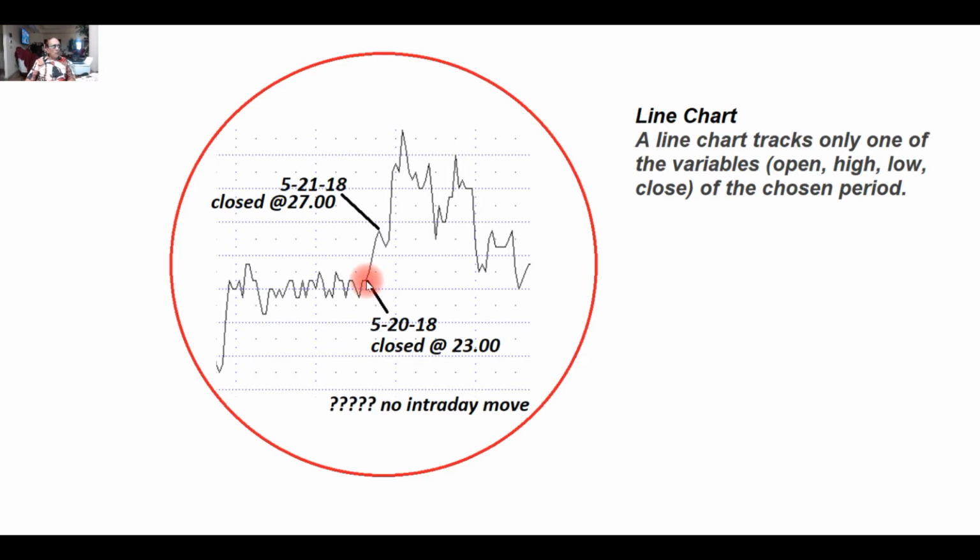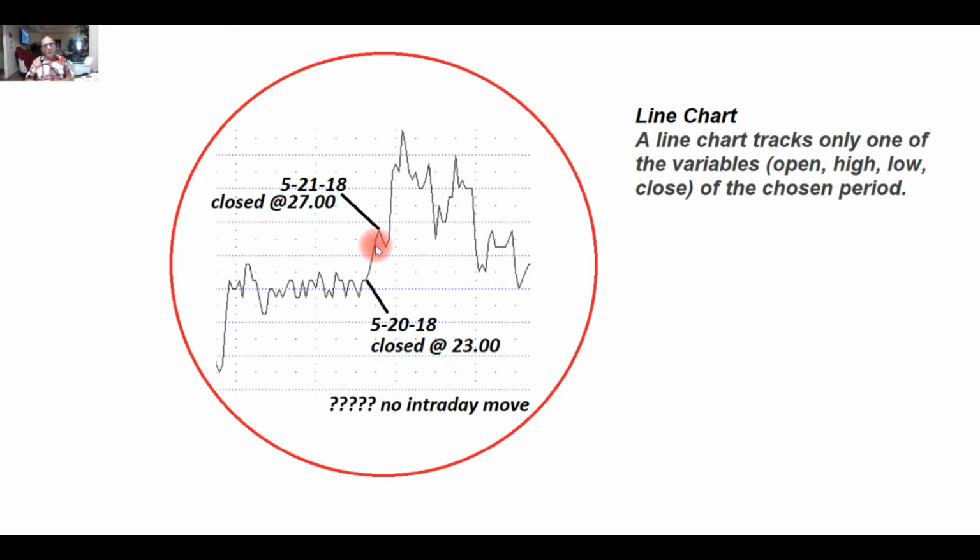Now on May 21, at the close, it closed at $27. However, during the day, we don't know what happened. All we know is that when all the prices are settled, we move the line from this point to this point. On May 22nd, it dropped a little bit, so we draw a line here where the price settled. But in between, we have no idea what happened.